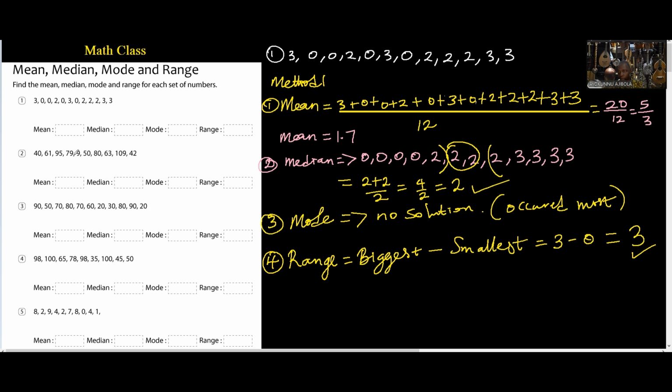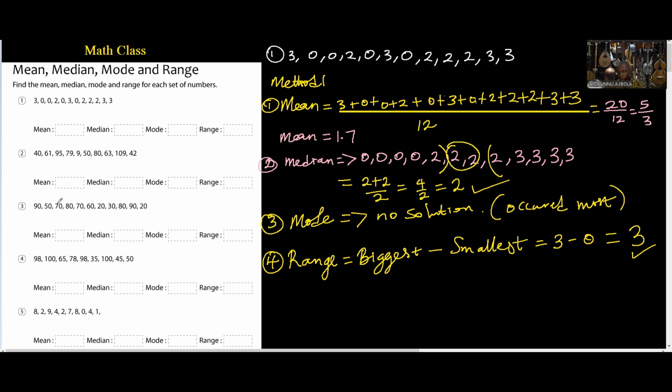1, 2, 3, 4, 5, 6, 7, 8, 9, 10. Is any one of them repeated? 42, not repeated. 61, not repeated. 95, 79, 90. So in this one too, there seems not to be any kind of mode, because for you to have a mode, you must have numbers repeated.